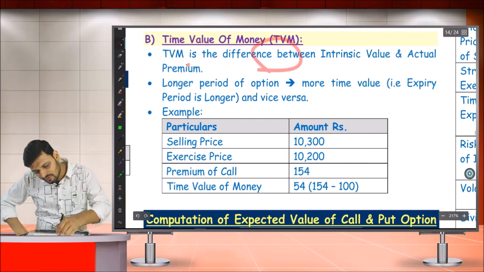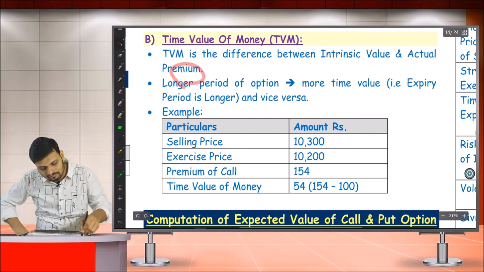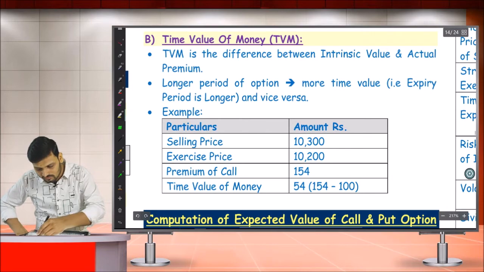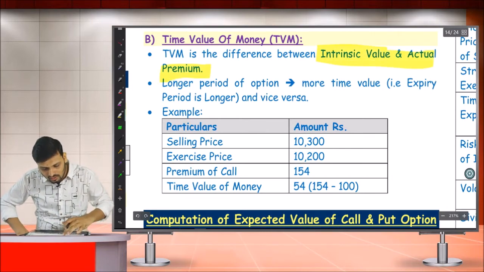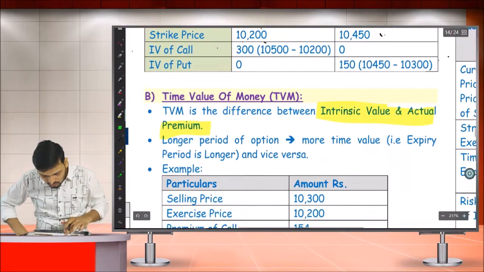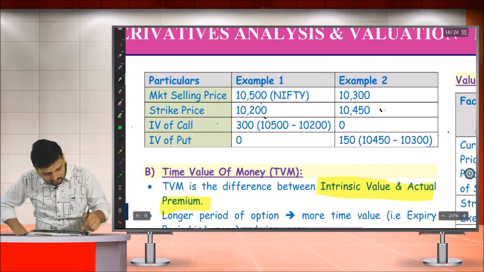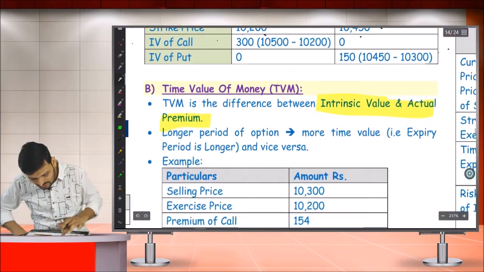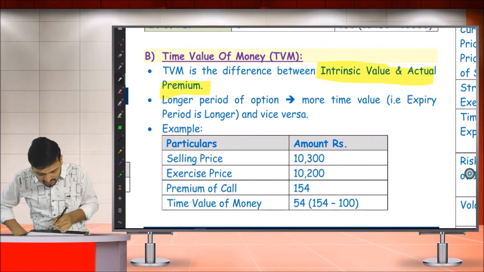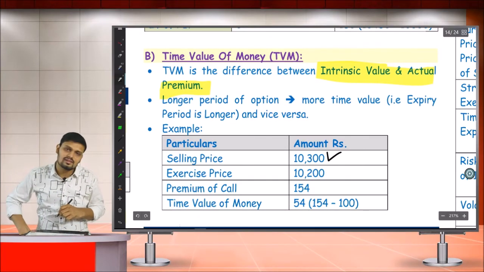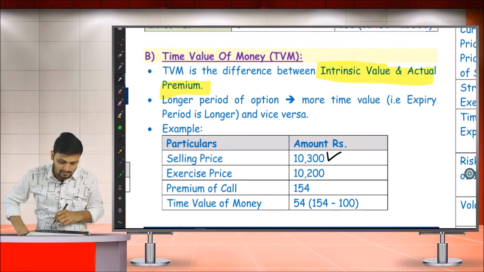TVM is the difference between intrinsic value and actual premium. See, here intrinsic value, okay, once again, 10,302, 200. I should have continued the same example probably. Okay, nonetheless, 10,300 is the selling price in the market.